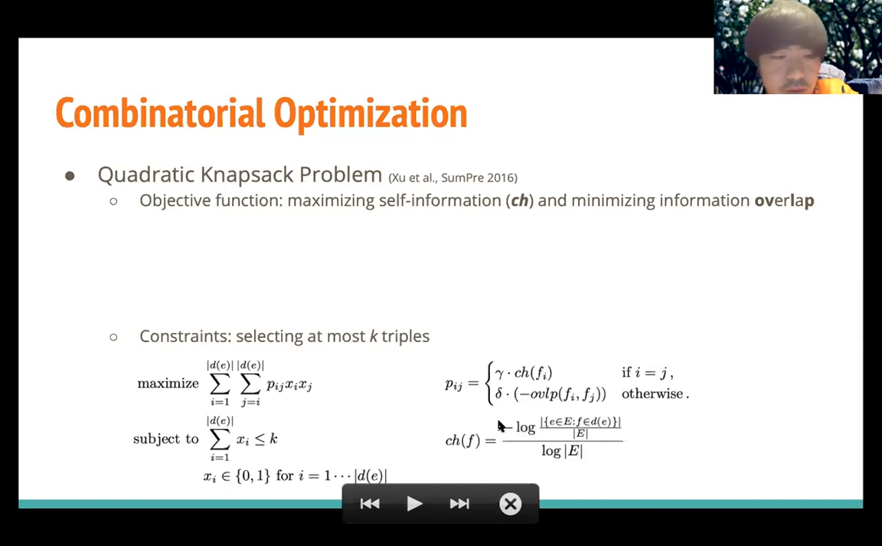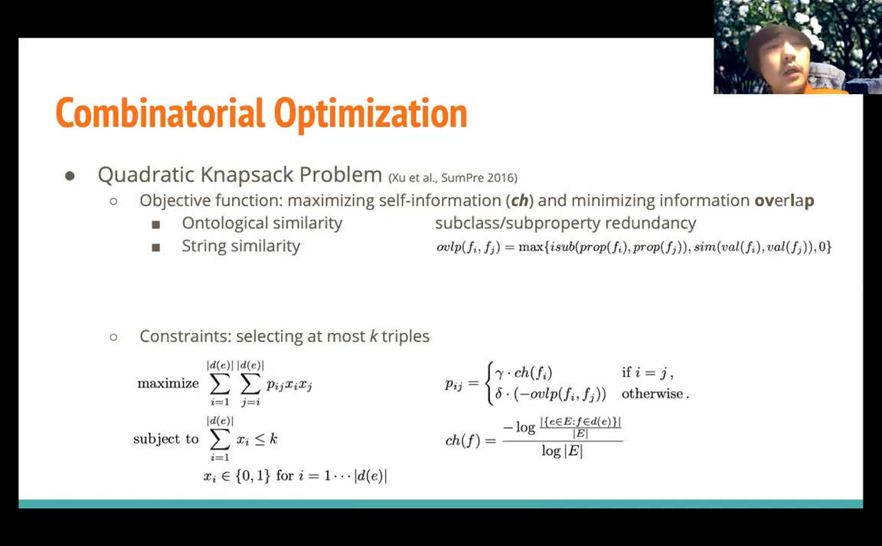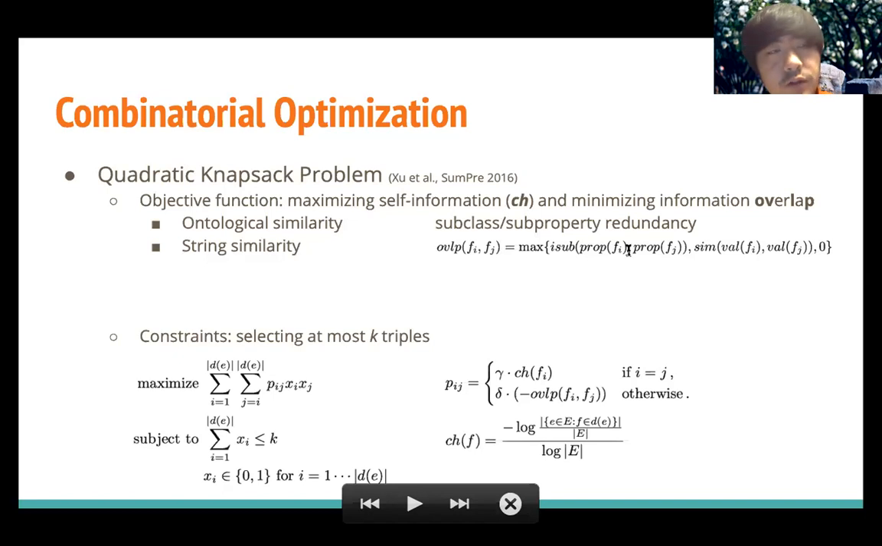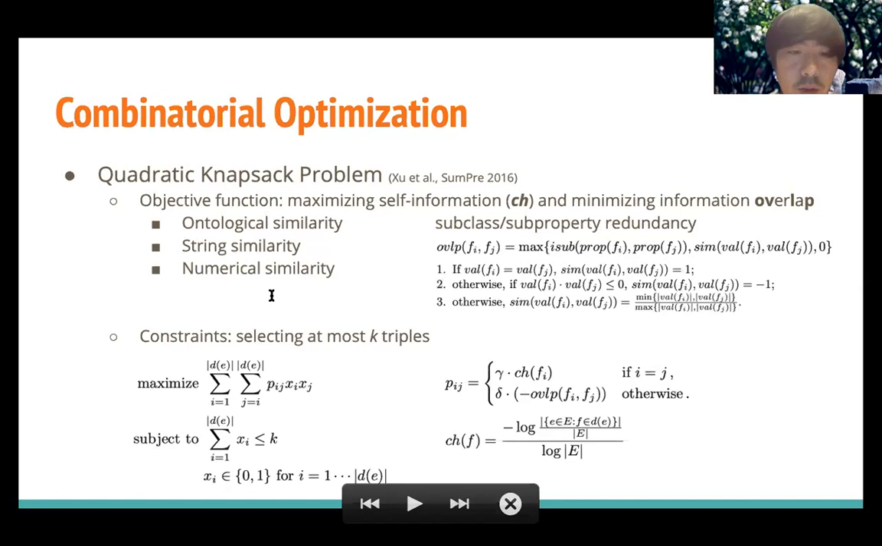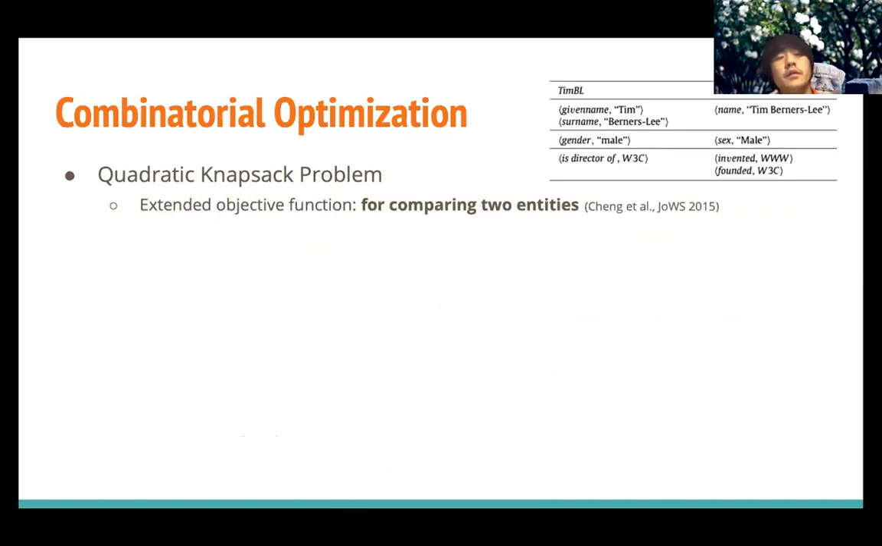And now we will just skip the rest of the details. So for computing, how can we compute the overlap between two triples? We can compute their ontological similarity. For example, there can be some subclass or subproperty redundancy. We can also compute a string similarity by using some edit distance or some other metrics. We can also compute a numerical similarity. I mean, if two property values are numbers, we don't need to compute the similarity between numbers as strings. We can directly compute some numerical similarity, and so on and so forth.